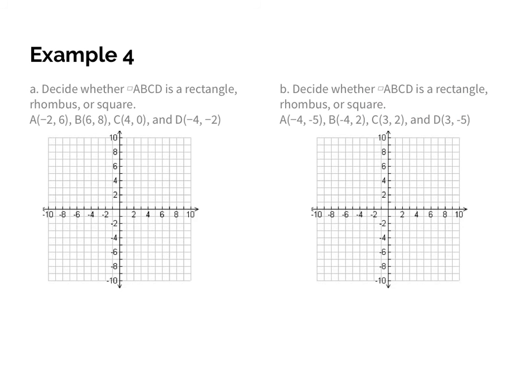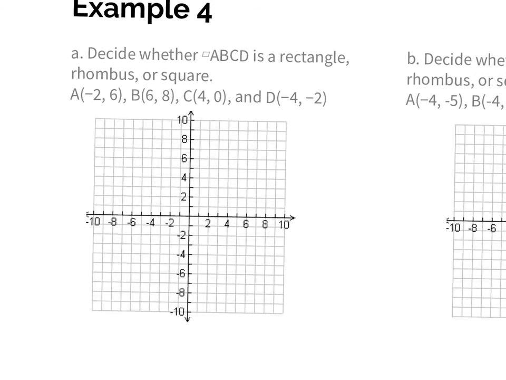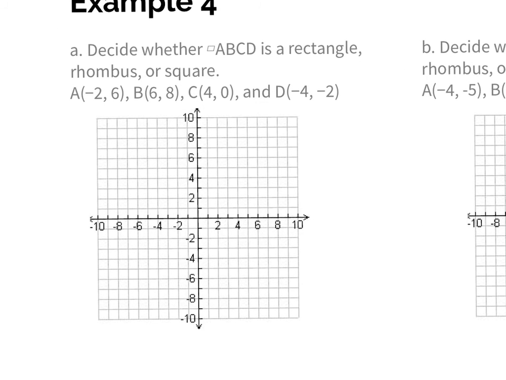All right, so now in these last two examples, what we're going to do is plot our 4 points, and I want to know what shape we have. Are we going to have a rectangle, a rhombus, or a square? So I'll do this first one with you guys here. So example A, I'm going to plot my 4 points, A, B, C, and D. All right, so plotting those 4 points, A, B, C, and D, I get this shape.